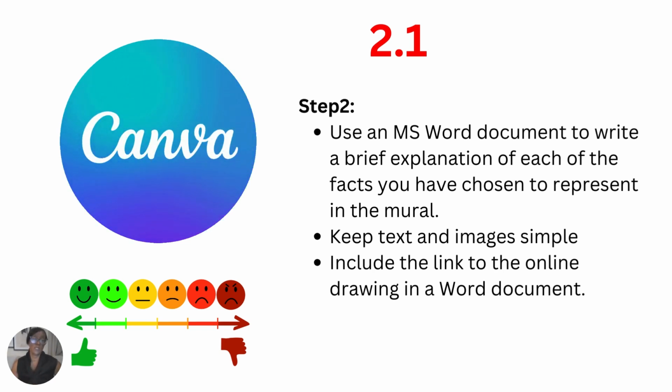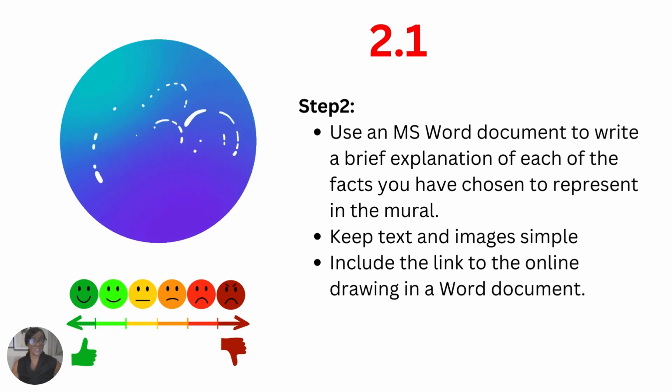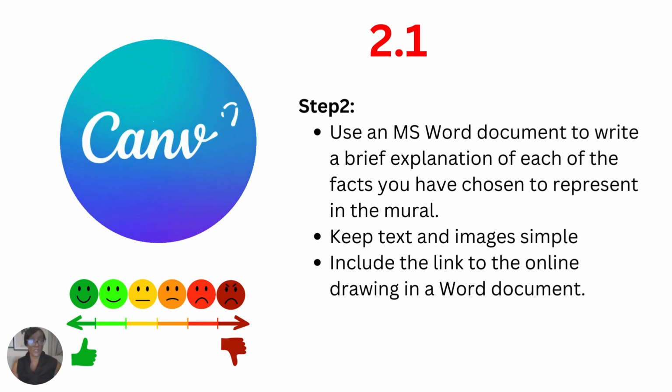Step 2 then requires you to use an MS Word document to write a brief explanation of each of the facts that you have chosen to represent in your mural. So now you're going to write a paragraph basically explaining what you wanted to depict in your mural. Remember your paragraph, this is an academic write up, so it will have references in text, and we all know what that means. If there's in text references, then they need to be listed in a reference list alphabetically at the end of your submission.